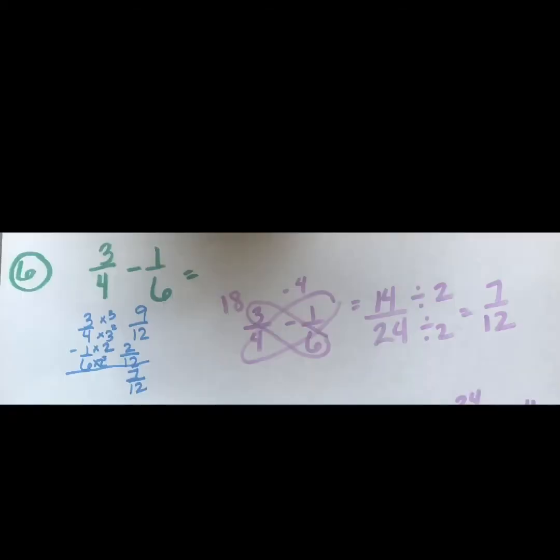Okay, here's number 6. They both go into 12 in the blue. So 3/4 is equivalent to 9/12. 1/6 is equivalent to 2/12. 9/12 minus 2/12 is 7/12. Butterfly method. You multiply across. 6 times 3 is 18. 4 times 1 is 4. You subtract. 18 minus 4 is 14. Denominator would be 24 because 4 times 6 is 24.